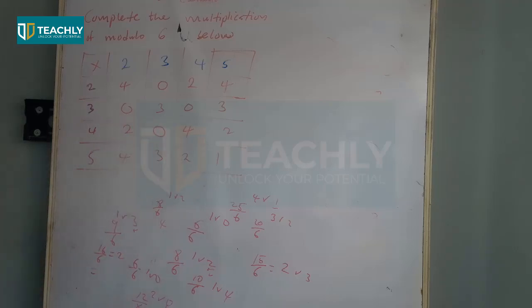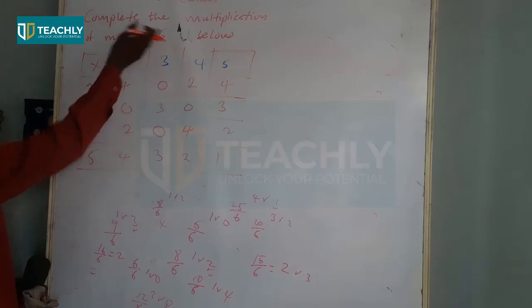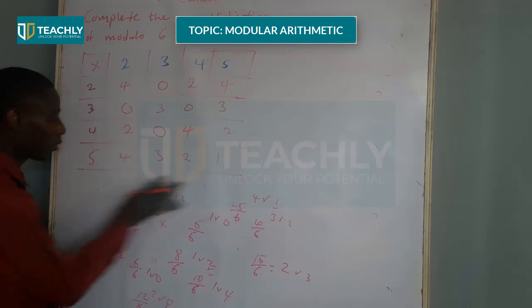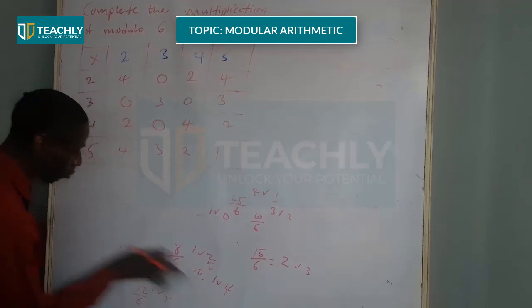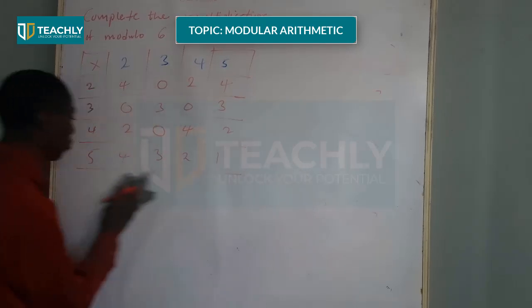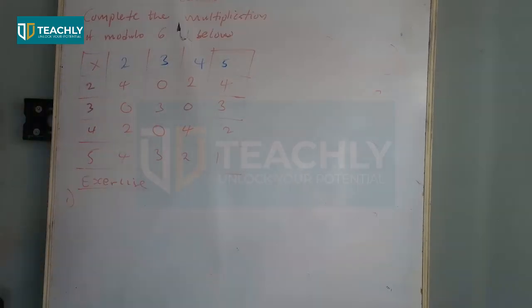If you are asked to complete the table, I'm going to do it one by one. Multiply, use the modulo to divide, and then always don't forget to write your remainder. That is how to solve the question if you are asked to complete the table.